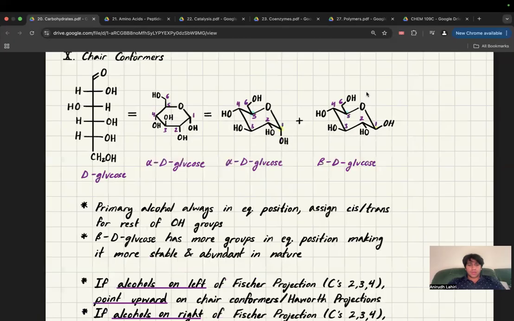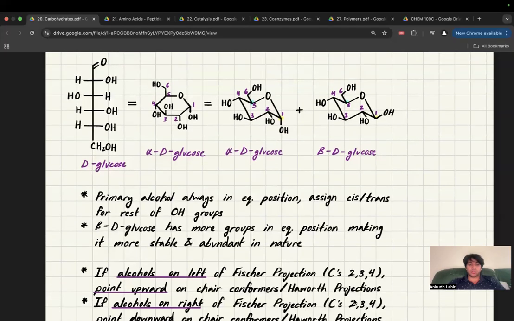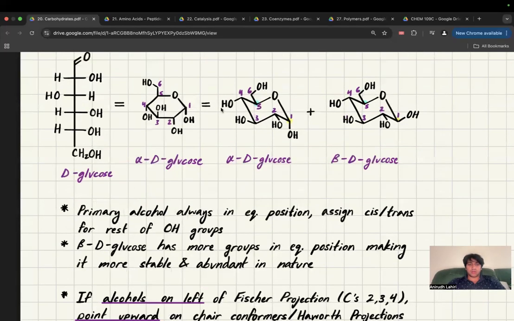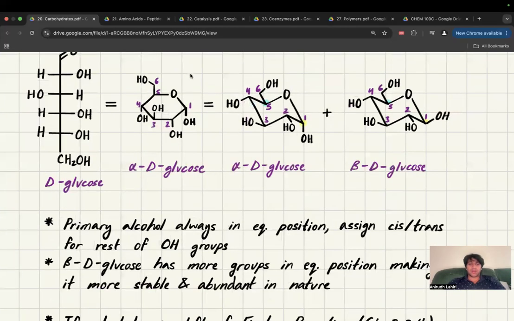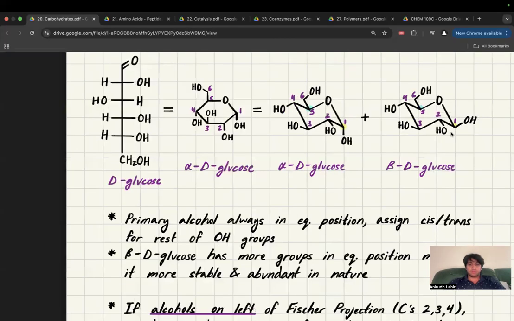If alcohols are on the left of the Fischer projection, C's 2, 3, and 4 point upward on chair conformations and Haworth projections. If alcohols are on the right of Fischer projections, they'll point downwards on chair conformers of Haworth projections. So this is just saying like this is down, so this will be down. If this was up, then this would be up, right? Alpha, alpha, beta, beta. So just keep in mind, beta means up, alpha means down. Down, up. Cool.